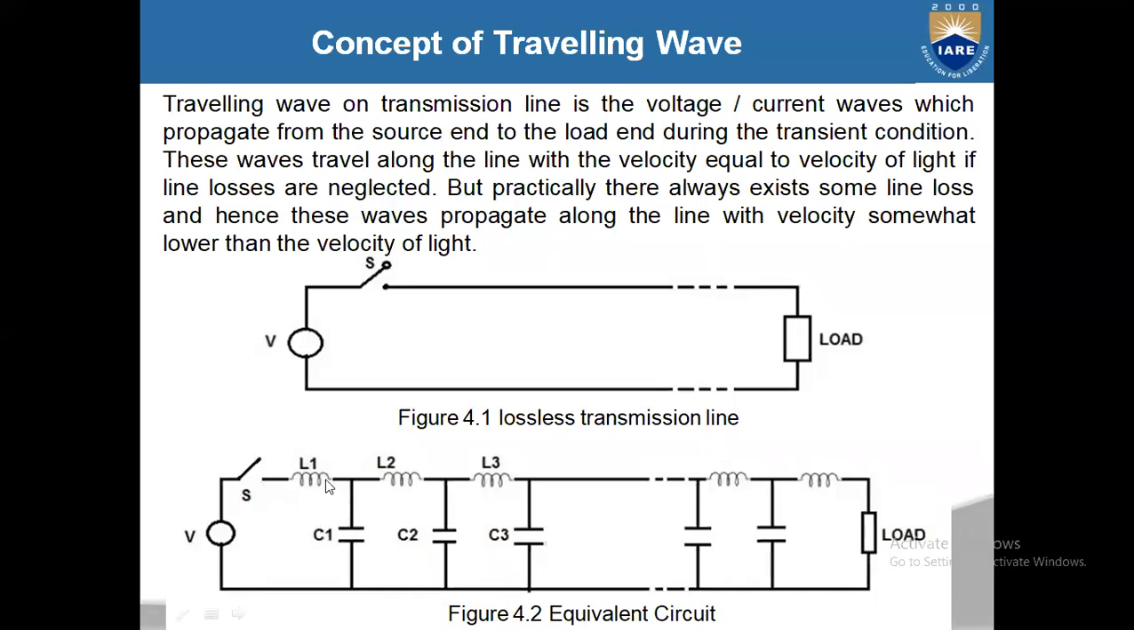So first your inductor has to charge and then capacitor C1. After charging capacitor C1 to some voltage V, then the current will flow to the inductor 2, and then it will charge the capacitor C2. After the capacitor C2 is charged to a voltage V, the current flows through the inductance L3, and then capacitance C3 will be charged. Like this, the process will be continued here.